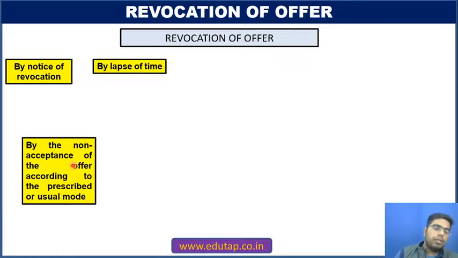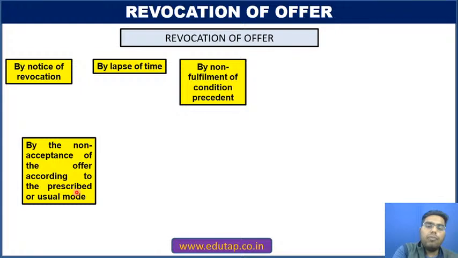By the non-acceptance of the offer according to the prescribed usual mode. You have written to me that if I want to accept the offer, let you know, and if I do not want to accept it, then let you know. I have to reply on phone, on email, etc. Now, I have written back to you that I do not want to accept it. I have declined the offer. So that is non-acceptance. If I have communicated my non-acceptance to you, that will be non-acceptance of offer according to prescribed mode. It will also be a mode of revocation of offer.